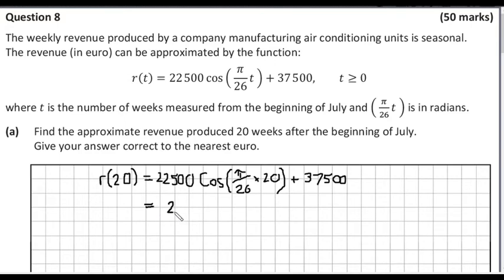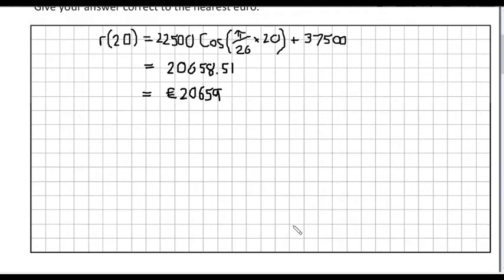You're going to get 20,658.51. But they want it to the nearest euro, so to the nearest euro then you will be looking at 20,659. Alright. So that's part A completed.